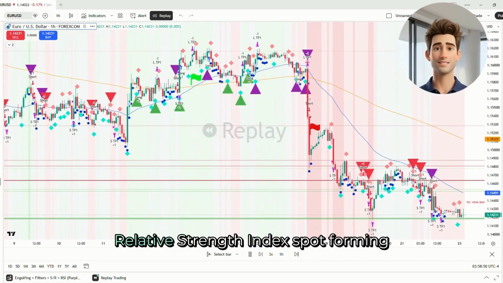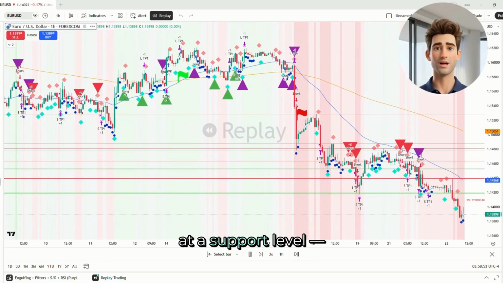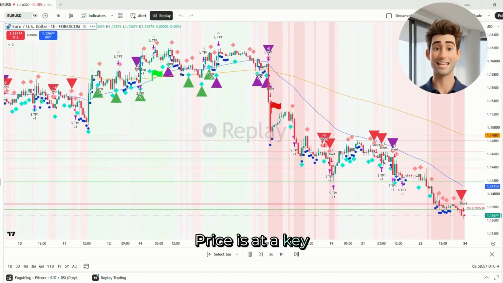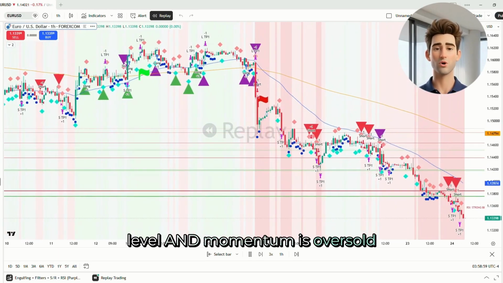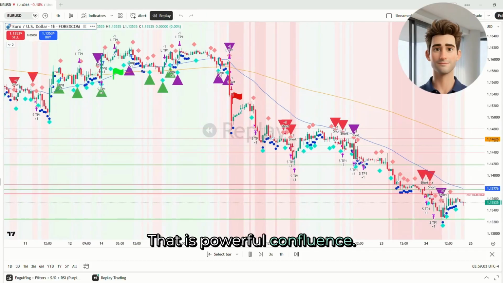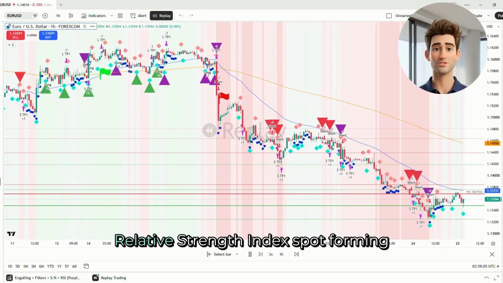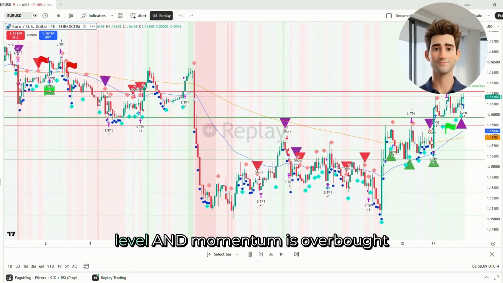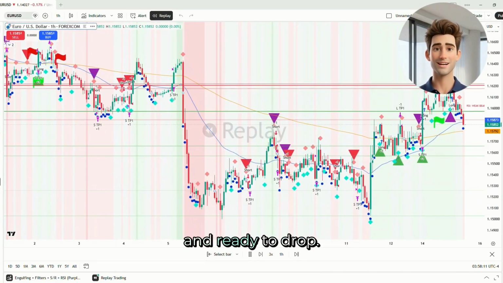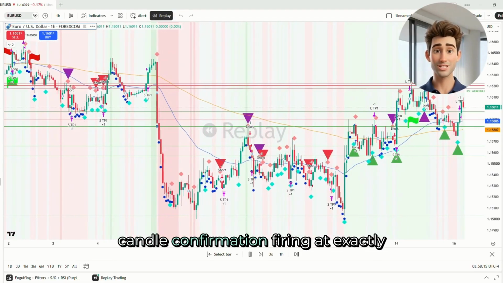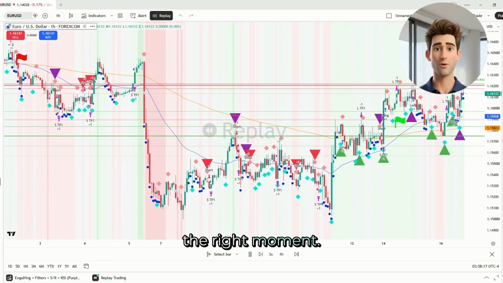When I see a green Relative Strength Index spot forming at a support level, that tells me two things at once. Price is at a key level, and momentum is oversold and ready to bounce. That is powerful confluence. When I see a red Relative Strength Index spot forming at a resistance level, price is at a key level, and momentum is overbought and ready to drop. That is my bearish engulfing candle confirmation, firing at exactly the right moment.